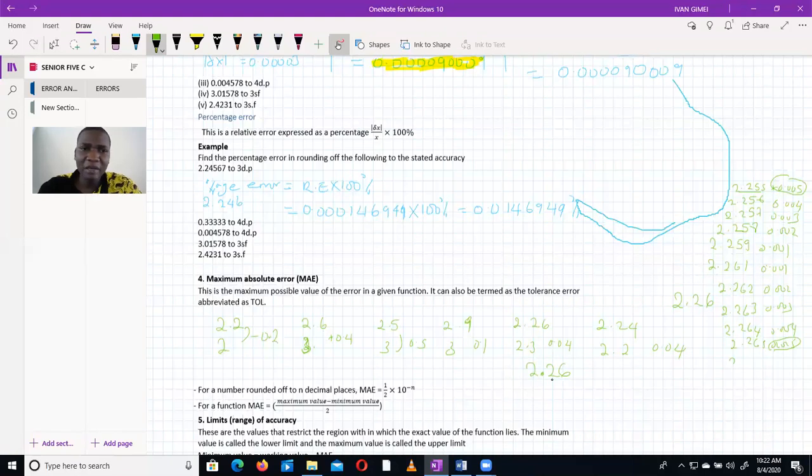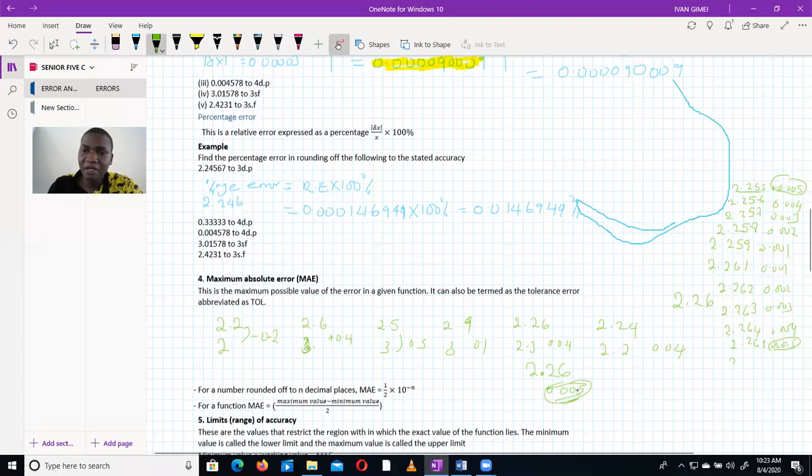So they'll give you an approximated value, and you're supposed to find the error in it. But you've learned that for you to find the error, you must get the exact value minus the approximate value. But in this case, you don't have the exact value. How do you find the maximum possible error in that value? Just like we've seen here, the maximum possible error in 2.26 is 0.005. How can we arrive at this? Do we have any formula that can help us arrive at this?